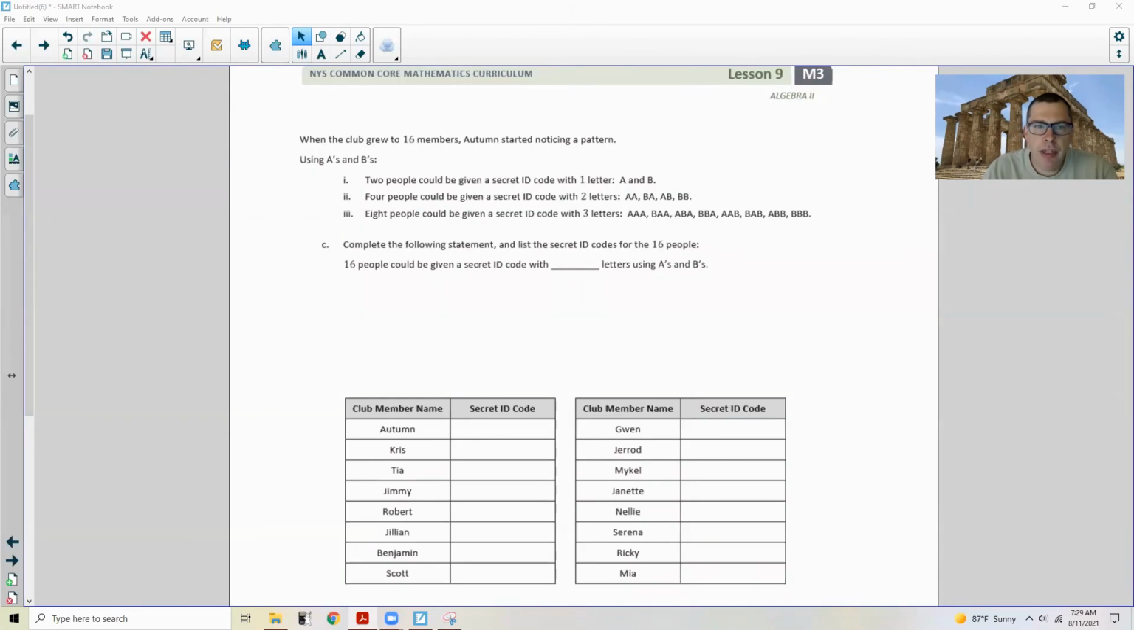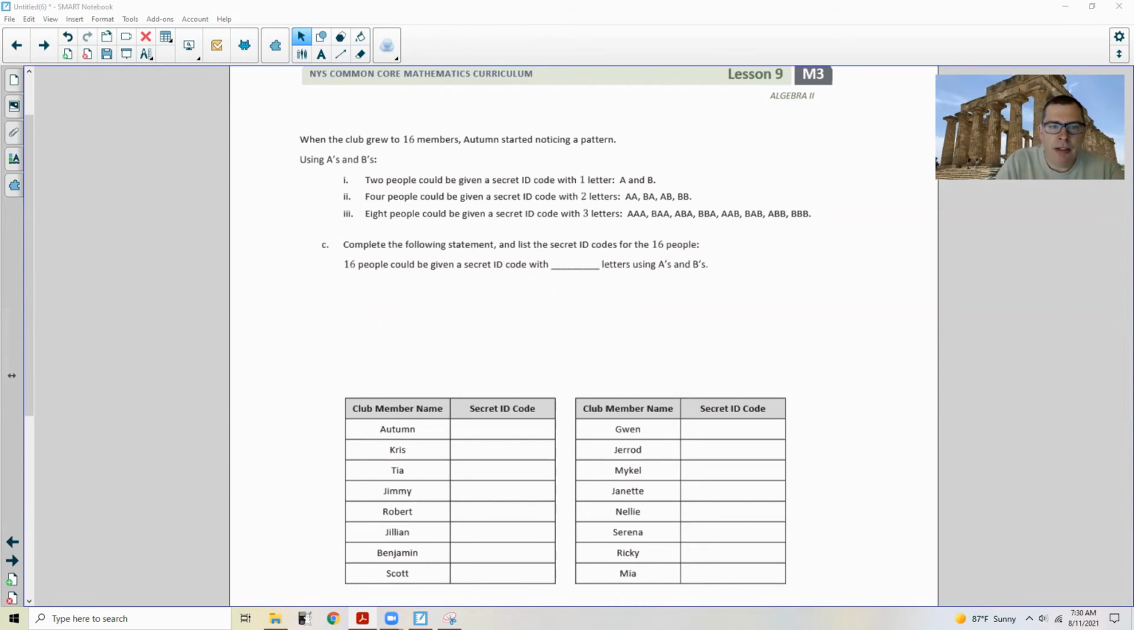Okay, page 2 says, when the club grew to 16 members, Autumn started noticing a pattern. Using A's and B's, part 1 says 2 people could be given a secret ID code with 1 letter, A or B. Then if there were 4 people, they could be given a secret ID code with 2 letters, AA, BA, AB, BB. And 8 people, notice what's happening here, could be given a secret ID code with 3 letters. So every time we add a letter, we can double the number of people in the group. So if I go to 4, that could be 16.